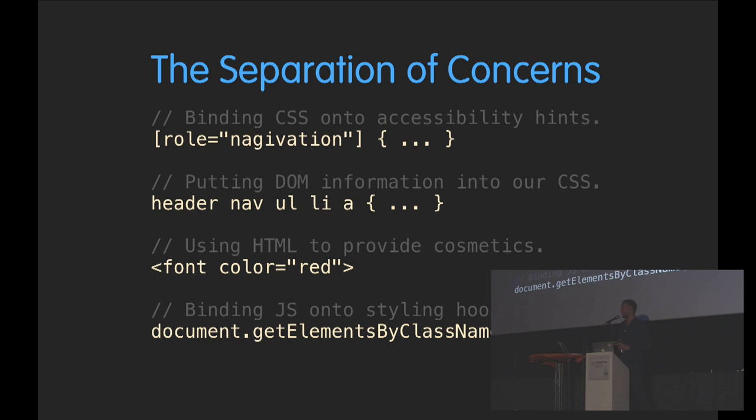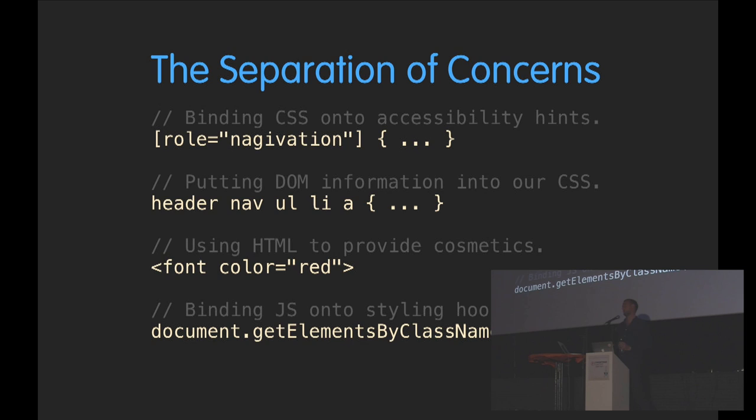In a little more detail then, the top one: I'm sure we've all seen selectors like this before. In fact, we've probably written a selector like this at some point. The problem with a selector like this is it's using an ARIA role, right? ARIA has nothing to do with CSS. It has literally nothing to do with styling. That kind of selector does not belong in our style sheets.